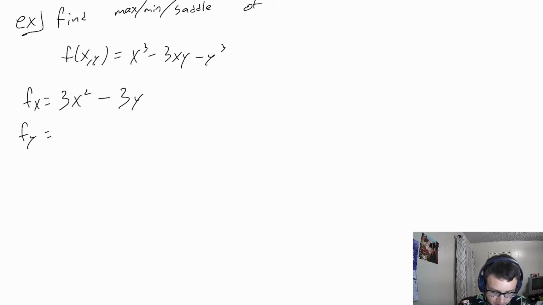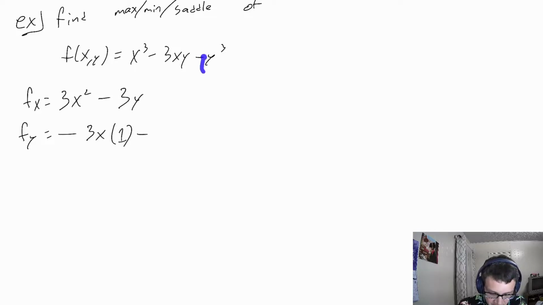F sub y. This first term doesn't have a y in it, so it goes to 0. Minus 3 times x times y. It's a constant times y. If we apply the rules of differentiation just to y, its derivative is 1. So we copy and paste everything else times the derivative of the y term.